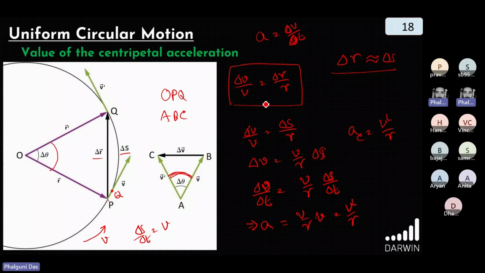So we also got the value as well. In the previous slide, we got the direction. In this slide, we got the magnitude. So both of the questions regarding centripetal acceleration got solved. That is, it's always towards the center, and it always has a value of v square by r. Any confusion?